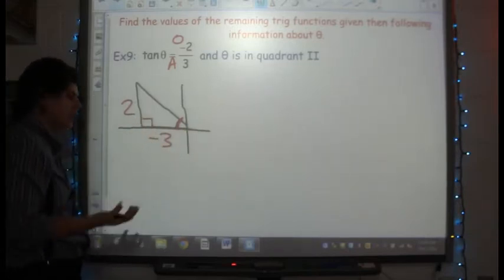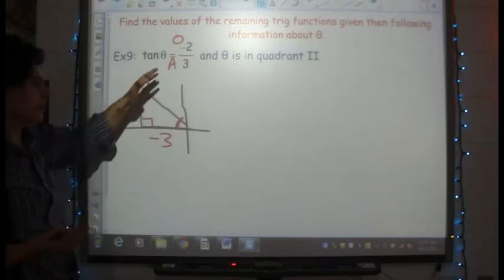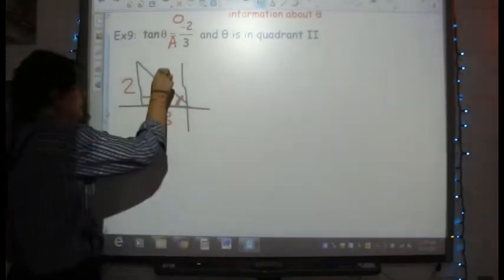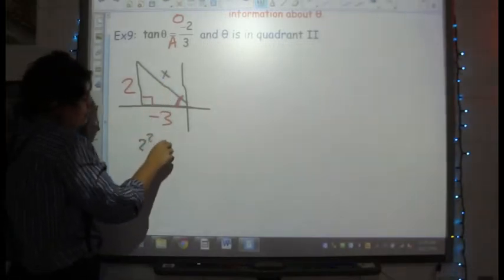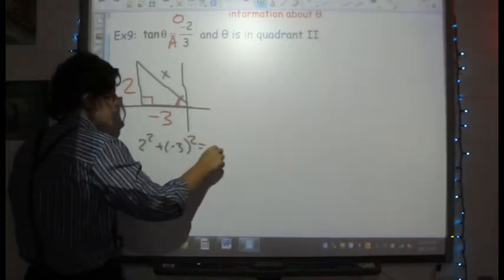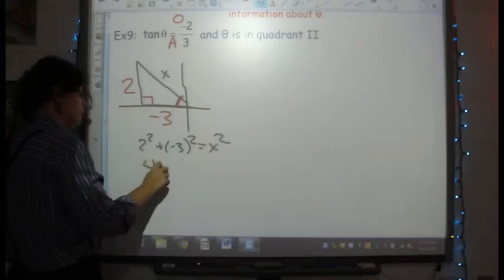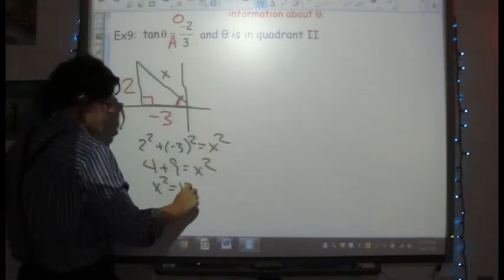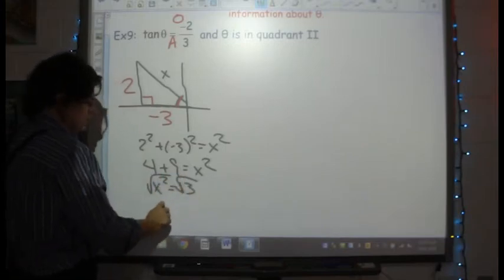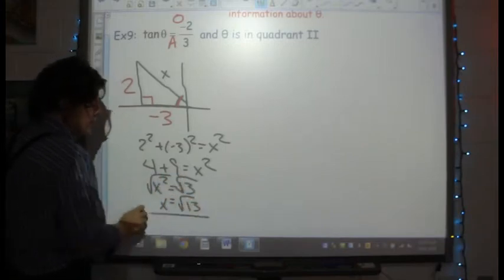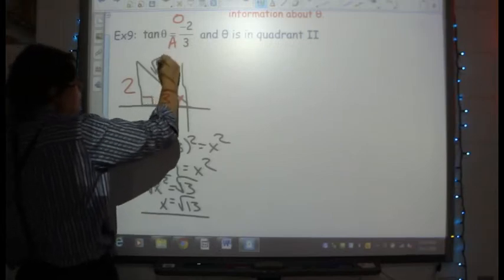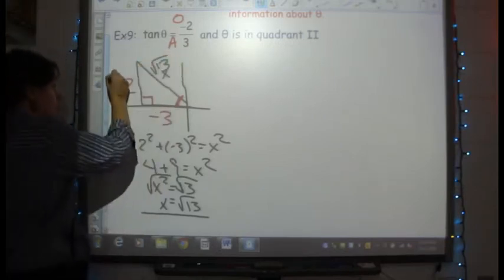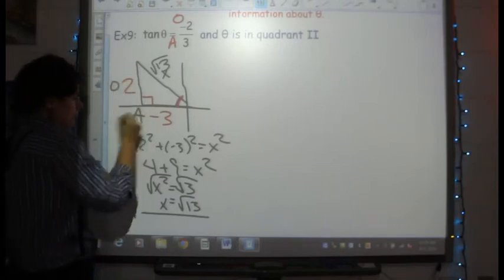Again, I have 2 sides of a right triangle. I can go ahead and use the Pythagorean theorem to find the third side. So, again, I've got 2 squared plus -3 squared equals x squared. That gives me 4 plus 9 equals x squared. So that gives me x squared equals 13. Take a square root. So x equals the square root of 13. Again, I can fill in my picture, keeping in mind the hypotenuse is always positive. Here's my opposite, here's my adjacent.